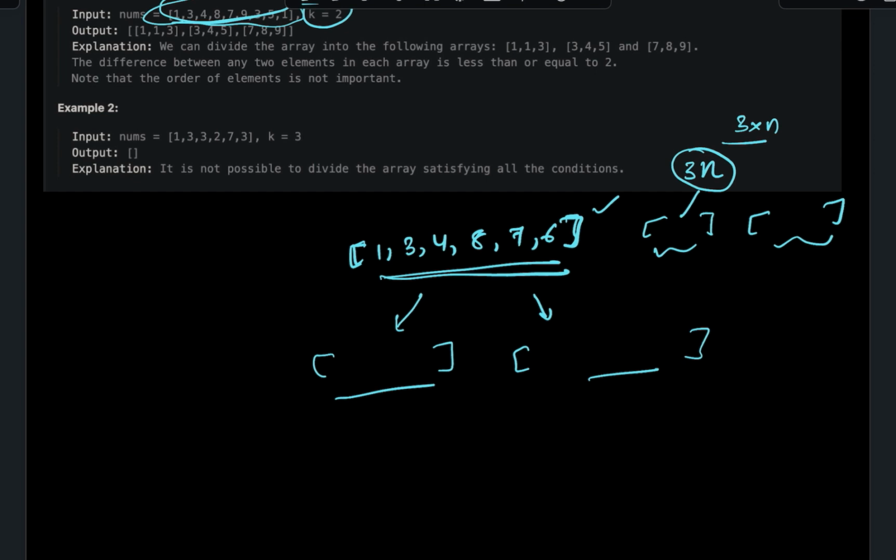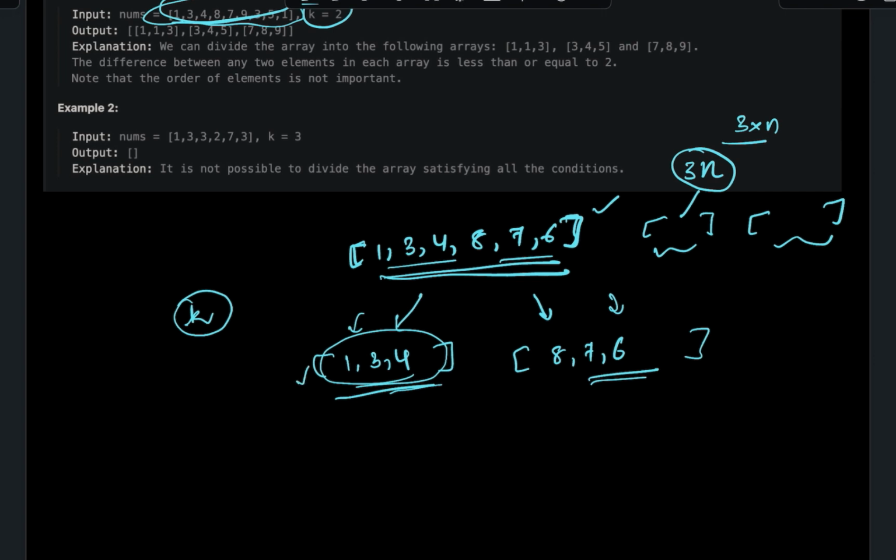Now what is the condition to put elements in a particular array? The difference between any two elements must not exceed the value k. Now let's just randomly put any 3 elements into these arrays. So let's take 1, 3 and 4, and let's put 8, 7 and 6. Okay, let's see the difference for each element without arranging it in any way. Now given k is equal to 2.